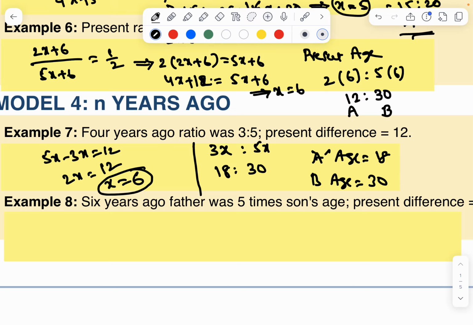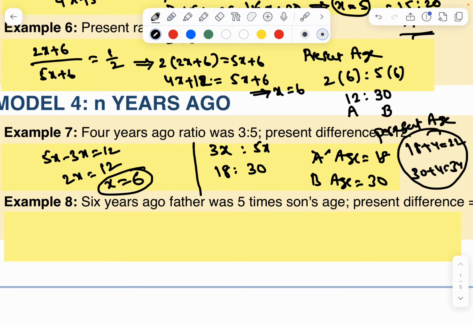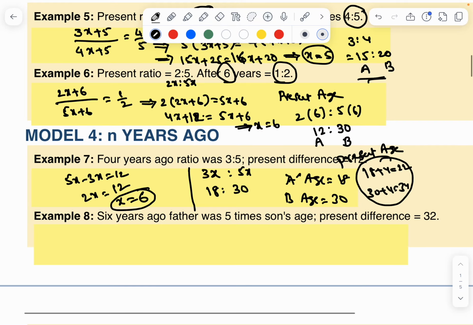Okay. Not present age. It's 4 years ago age. Therefore, present age: 18 plus 4, 22. 30 plus 4, 34. This is the present age. You can completely concentrate about the question. That is most important.